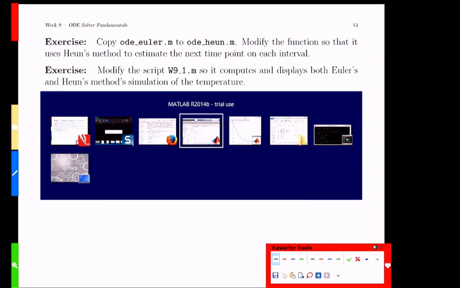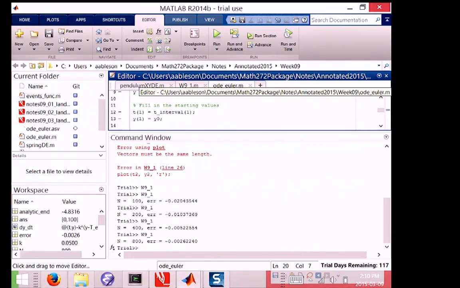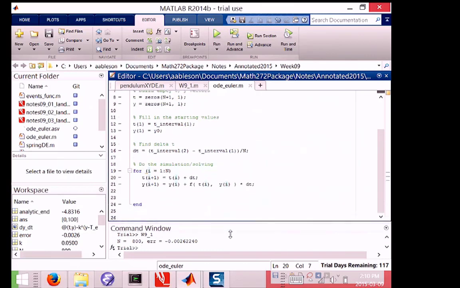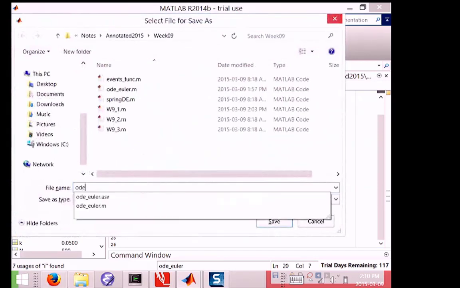Fortunately, it's super easy to write that up because it's almost identical to Euler's method. So we're going to take our Euler's method as a template. We'll save it one more time, and then we'll save it as ODE Heun.